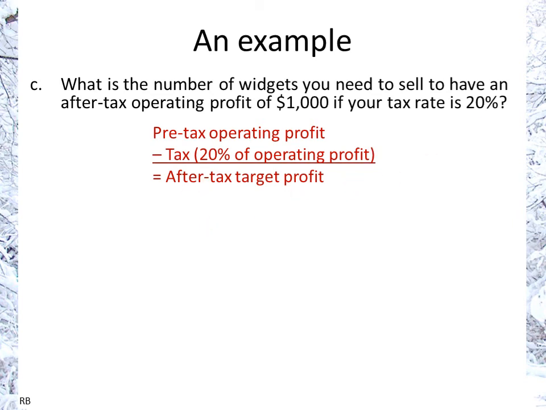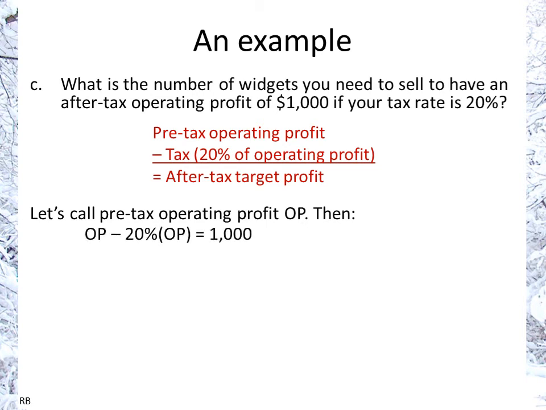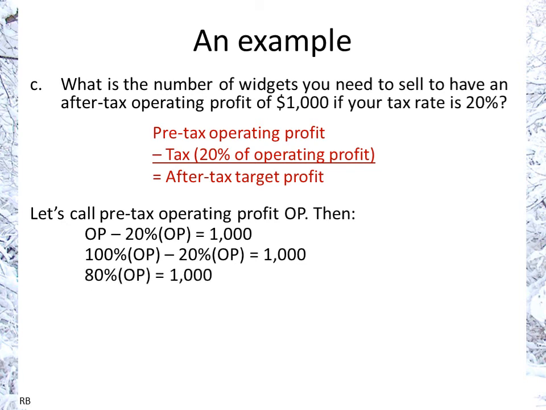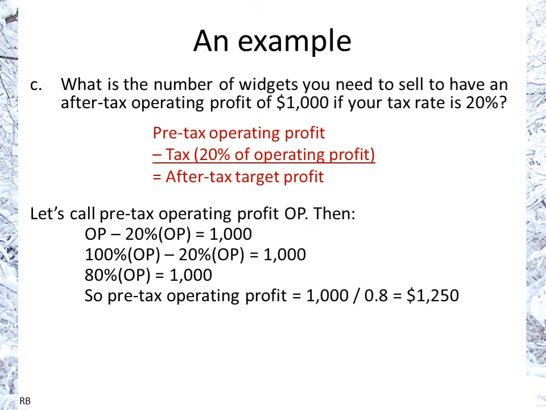Now this number would be 1,000. So let's call the pre-tax operating profit OP. Then we have the equation OP minus 20% of OP is 1,000. Making it more literal, 100% of OP minus 20% of OP is 1,000, or 80% of OP is 1,000, OP being pre-tax operating profit. So that would be 1,000 over 0.8. We divide by 80% or 0.8, and we have a pre-tax operating profit of 1,250.